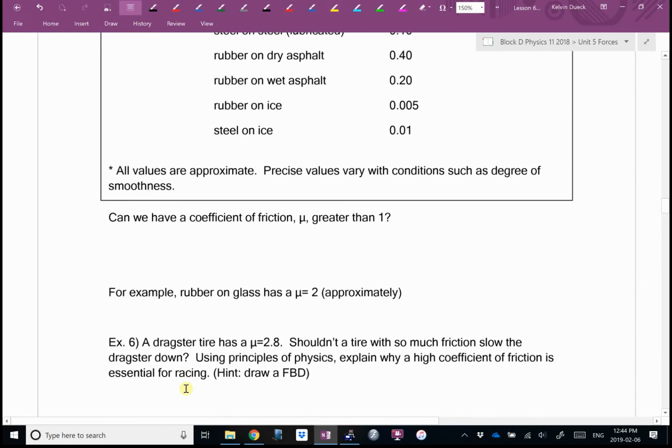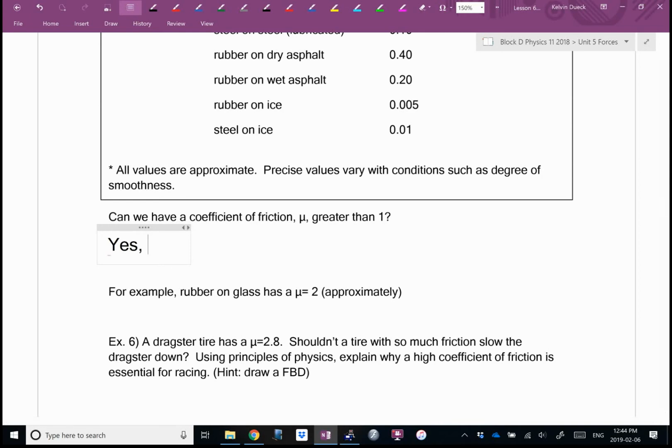Okay. Can we have a coefficient of friction greater than 1? Yes. Glue sort of does, but glue technically isn't friction. There's an electrochemical bond usually going on with glue, but often dragster tires are greater than 1. Rubber on glass has a mu of about 0.2 approximately. If you ever try sliding rubber on a glass window, you'll notice, holy smokes, it doesn't want to slide very well. Okay.